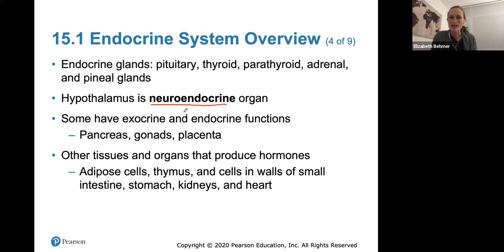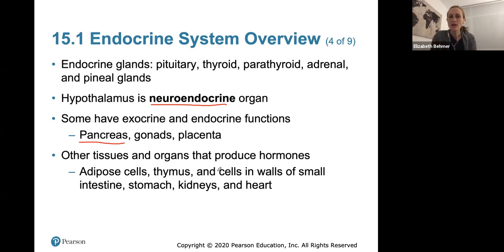Some glands in the body have both exocrine and endocrine functions. So your pancreas, for example, secretes hormones, insulin and glucagon, as the endocrine function, but the pancreas also has an exocrine function because it secretes all of your digestive enzymes and juices through a duct that goes directly into your gut or your small intestine. The gonads and placenta also have both types of functions.